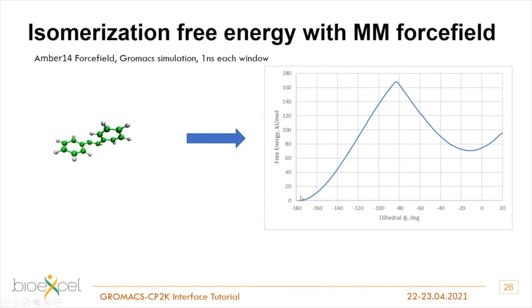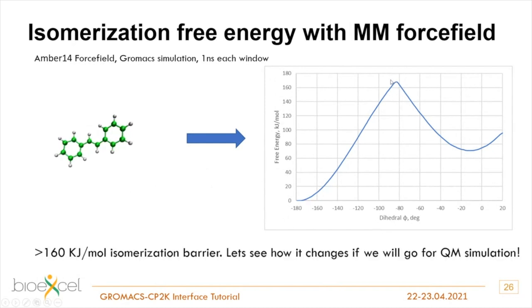So basically, this is your trans structure, this is your cis structure, this is the dihedral angle value, and this is the free energy. And you see that it is a really high barrier. Yeah, it's a 160 kilojoules per mole isomerization barrier. Let's see how it will change if, instead of the MM force field, we use a QM system.